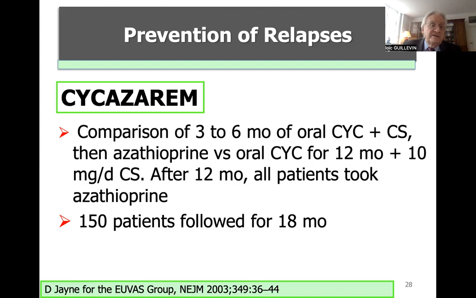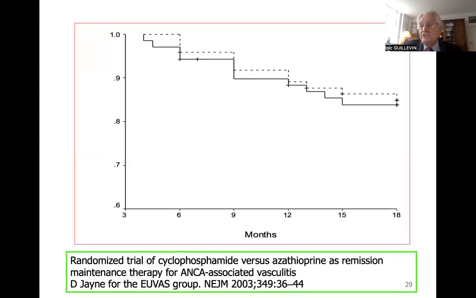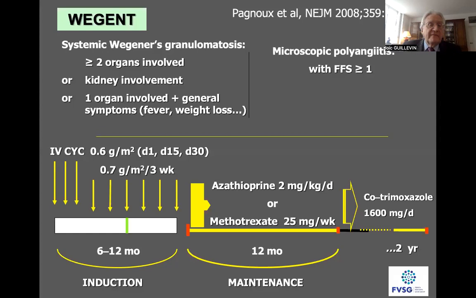And in this study, coming from the UVAS, the comparison of 3 to 6 months of oral cyclophosphamide, then azathioprine, versus 12 months of cyclophosphamide showed that there is no difference between groups. And now everybody treats with a short cyclophosphamide treatment when they use cyclophosphamide.